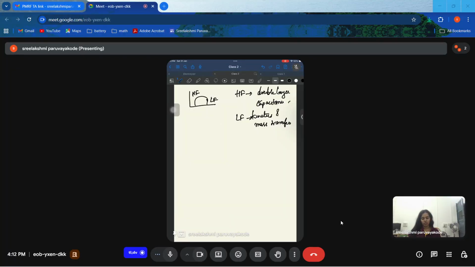Sorry, this is about what information we can get from the high frequency and the low frequency regime. So actually, if you want to know more about the reaction, we have to go to the lower frequency regime.